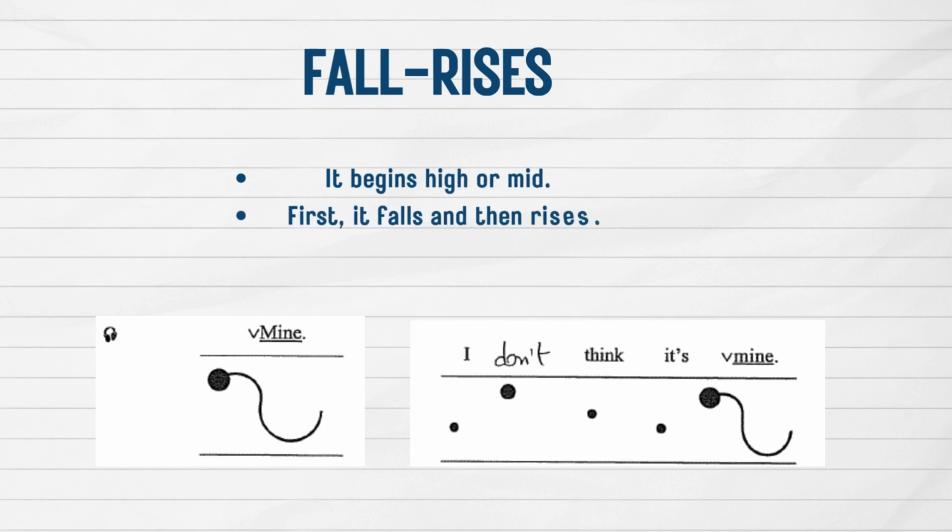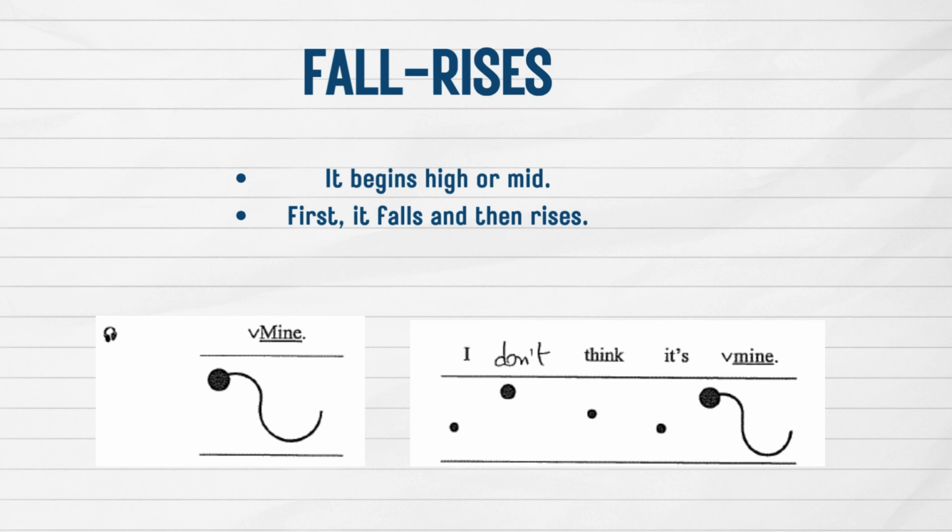So, what exactly is the four-rise nuclear tone? It happens when your voice starts high or in the middle, falls down, then rises back up again. Think of it like your voice going down a little hill and then climbing back up, kind of like a mini roller coaster. For example, listen to this. Mine. If I say it with a four rise, it sounds like mine. So the voice starts high, dips down, and then rises again.